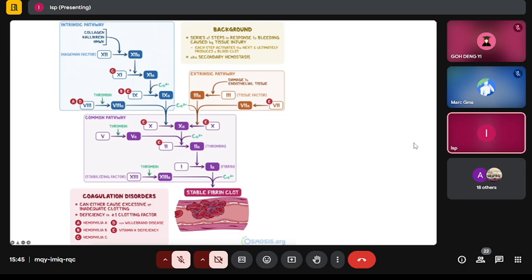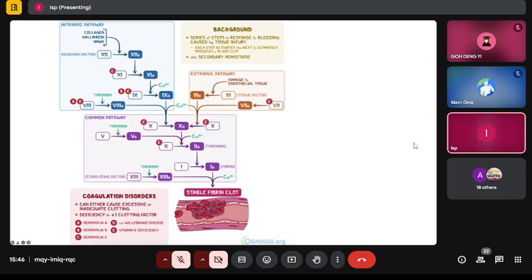The most important factors I want you to remember are factor 8 and factor 9, in the intrinsic pathway, because these are the two conditions that are inheritable: hemophilia A and hemophilia B. Hemophilia A is factor 8 deficiency, and hemophilia B is factor 9 deficiency. So you have inheritable bleeding disorders. Most commonly, one is von Willebrand, and number two is factor deficiency, which is factor 9 and factor 8.